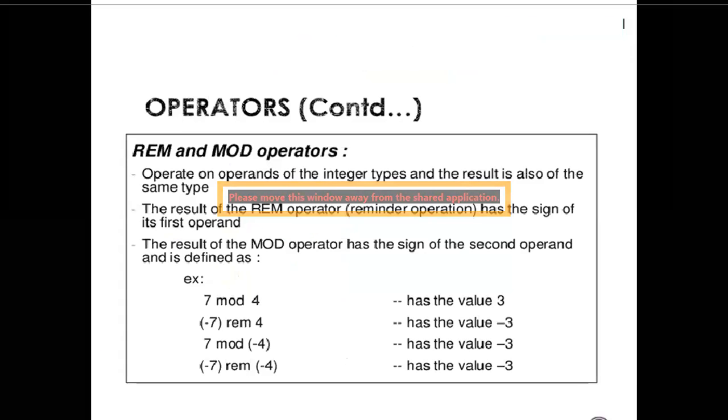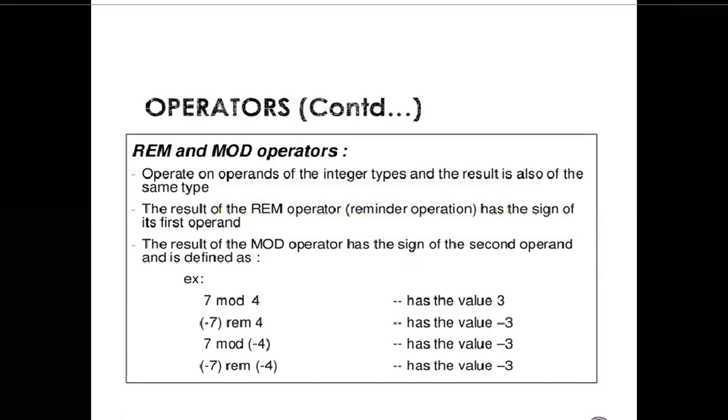Similarly, what is the difference between mod and remainder? Already you know the modulus value, 7 mod 4. What is 7 mod 4? 7 by 4 gives the value 3. Remainder is also the same type of operator, but here the sign of the result depends upon the mod operation or the remainder operation.